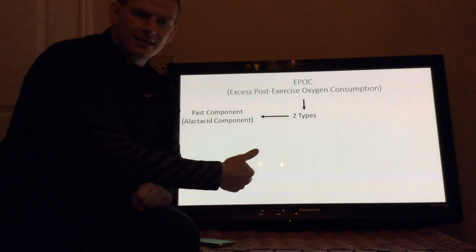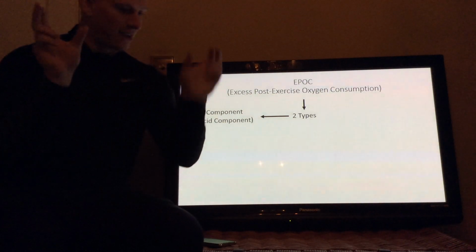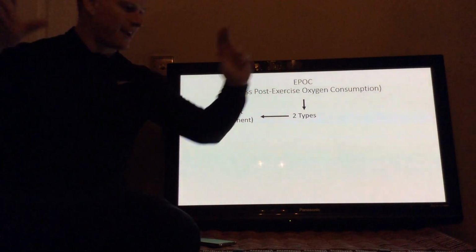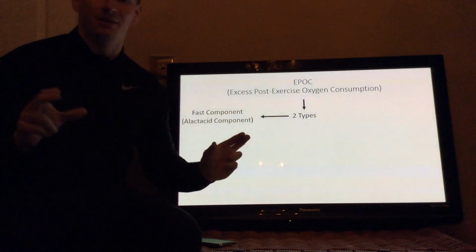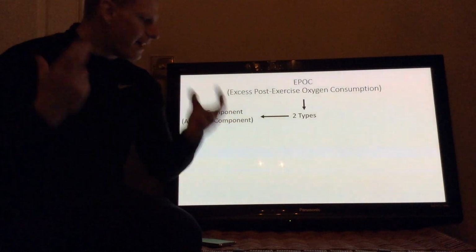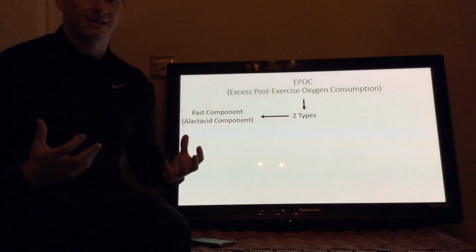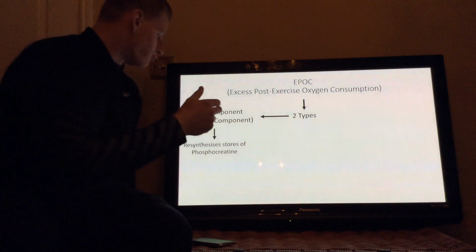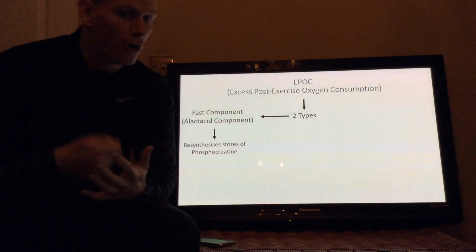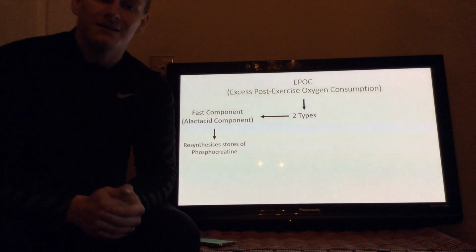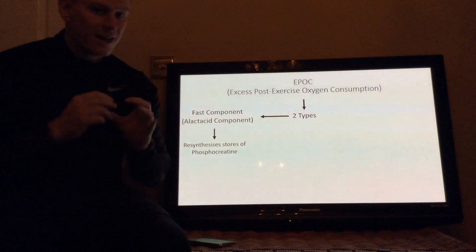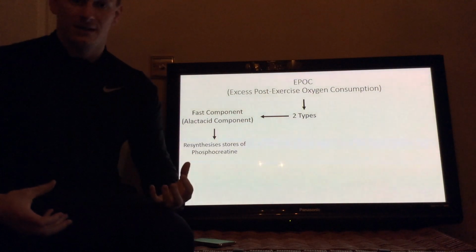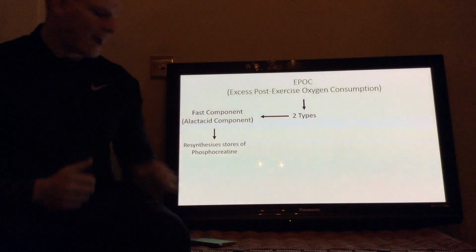Now, at the end of exercise, my phosphates and my creatine have all been ripped apart. Okay, so I have P's and I have C's just floating around in the muscle. Now, if I don't have that, I can't work at a high intensity. Therefore, in this time, all it is concerned with is resynthesizing my stores of phosphocreatine. Okay? Because if I don't have my phosphocreatine stores, I cannot use phosphocreatine as an energy source in the ATP-PC system. Okay, so let's kind of have a look at how that works.